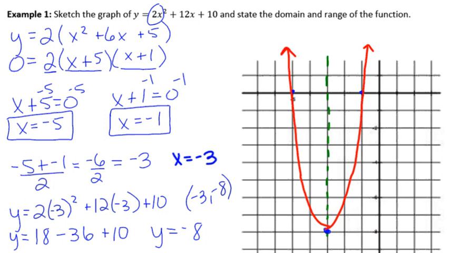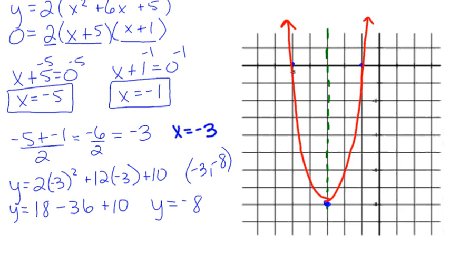When the question says state the domain and range, domain again is all the x values covered in this question. So it's forever going left and right. We can't see that, but it will be because we aren't given any restrictions. So our domain is x is an element of the real numbers. It's going to cover everything.